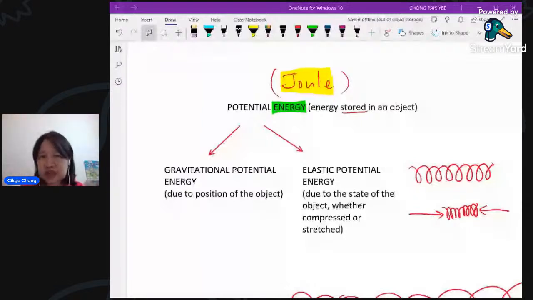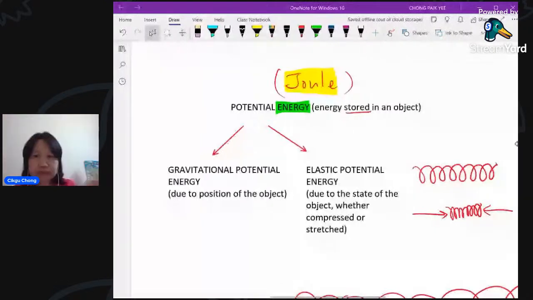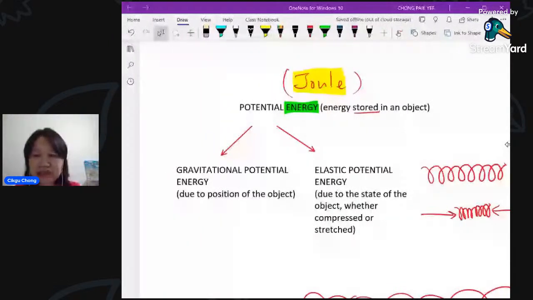Now, there are two types of potential energy. Potential energy, you can't see it. You can't see it doing the work, but the energy is there, waiting for a chance to do the work. It is stored inside there first. At the moment, it's just stored inside there. So let's look at the two types.